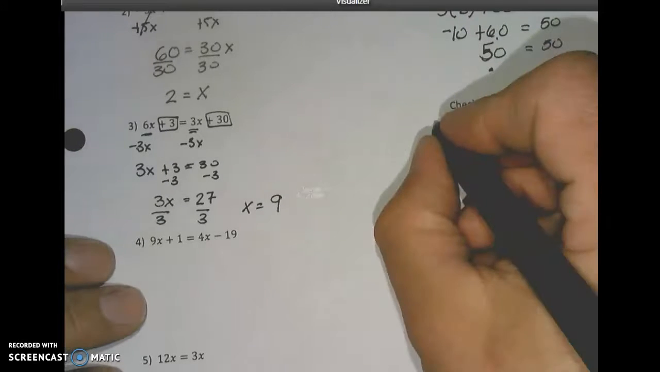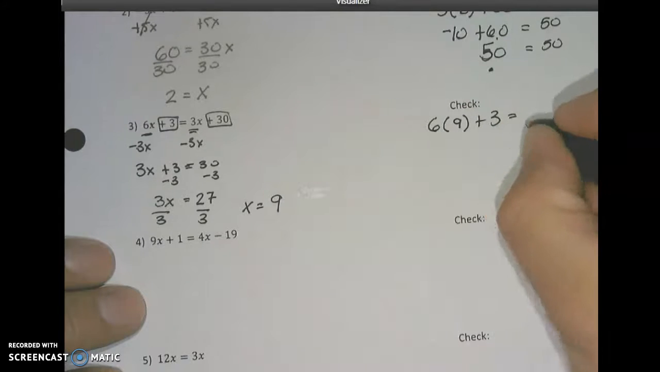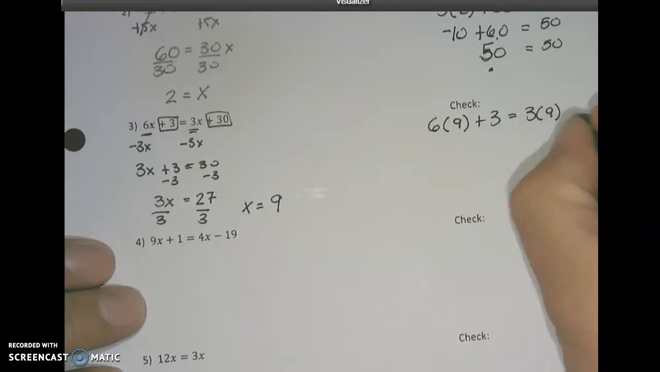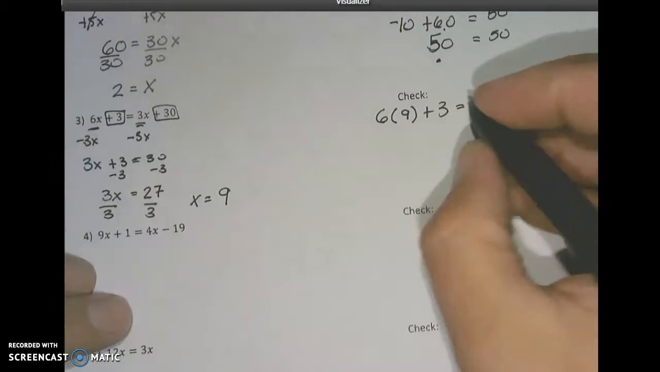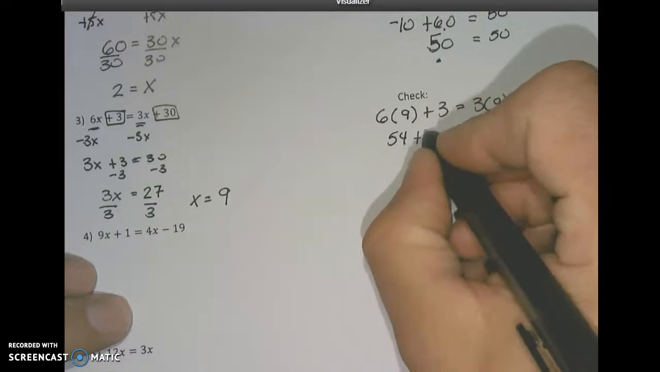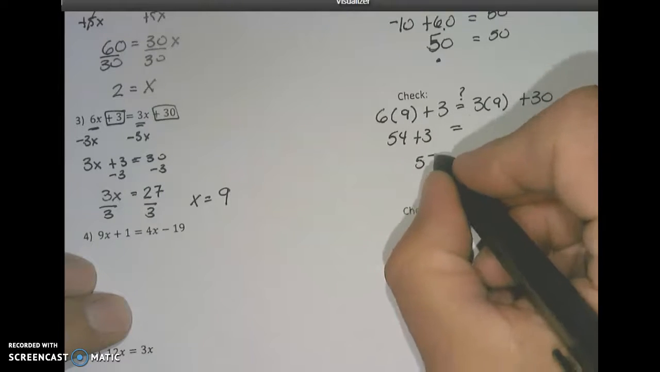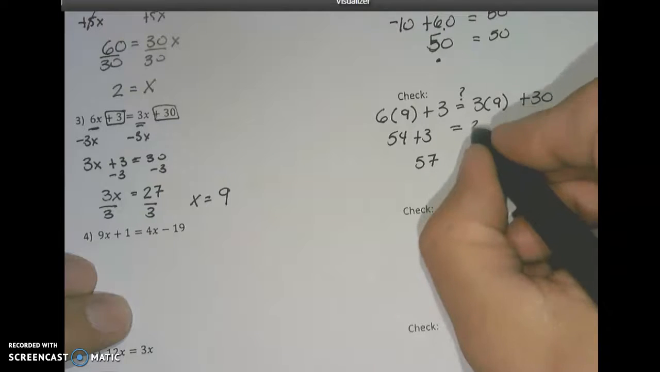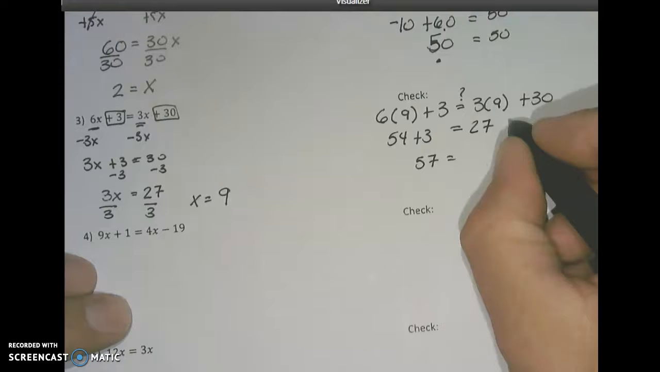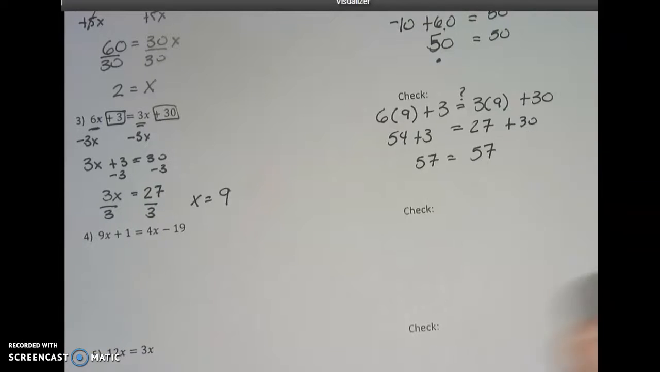So I'm going to go with 6 times 9 plus 3 is equal to 3 times 9 plus 30. All right? So 6 times 9 is 54. 54 plus 3 is 57. 3 times 9 is 27 plus 30, and that gives me 57.